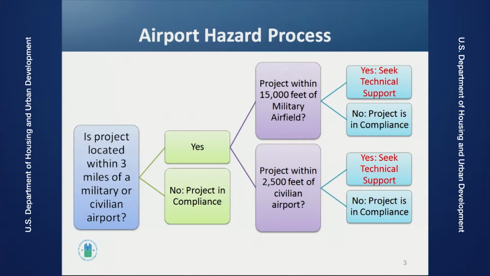If yes, you're going to just see how close you are. If you're within 15,000 feet of a military airfield, you're going to go further. If you're not, then you're in compliance and you don't have to go any further. The next question is, is your project within 2,500 feet of a civilian airport? If you're further than 2,500 feet from a civilian airport, your project is in compliance. If you are within 2,500 feet, then you're going to have to do some more work. Anytime that you are within those threshold distances, you should seek technical support for assistance with compliance.